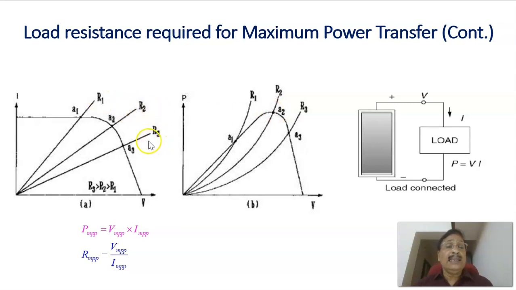If you again increase the resistance to another value R3, the operating point will be B3 on the VI curve. The corresponding power, represented by the point B3, will be less than the maximum power. Therefore, in order to extract the maximum power from the solar panel, the load resistance should be the same as RMPP, the resistance corresponding to the maximum power. Then the maximum power will be delivered to the load, and the operating point will become this peak point.